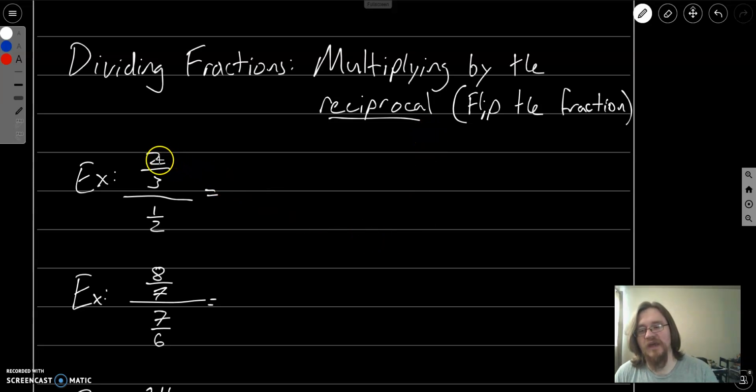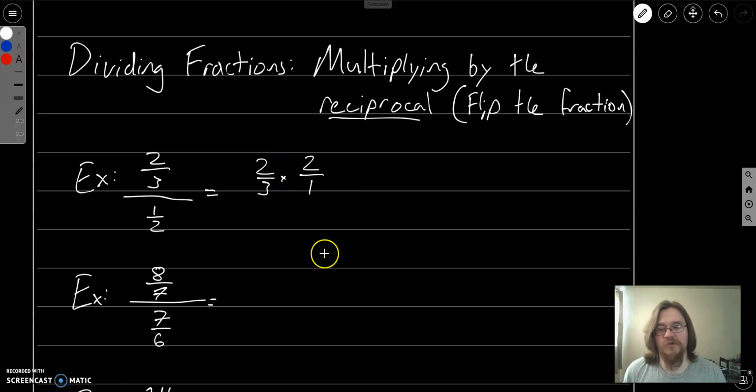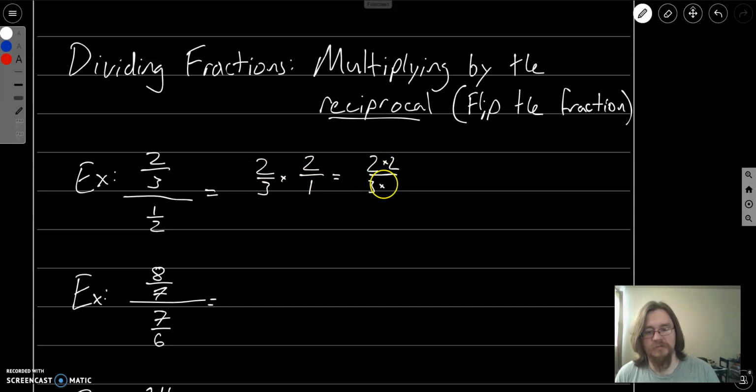So here, when we have 2/3 and I want to divide it by 1/2, this is going to be the same thing as 2/3 times the reciprocal of 1/2, which is 2 divided by 1. And again, when we're multiplying fractions, we multiply the tops, we multiply the bottoms. 3 times 1, well, anything times 1 is just itself. 2 times 2 is going to be 4. And there's nothing I can cancel on the top and the bottom. There's no 2's on the bottom, there's no 3's on the top. So this is just going to be 4/3.